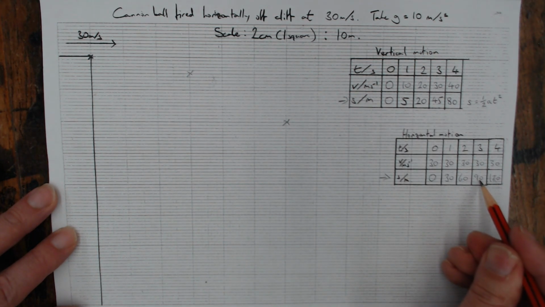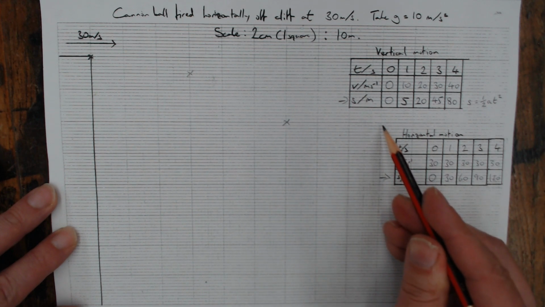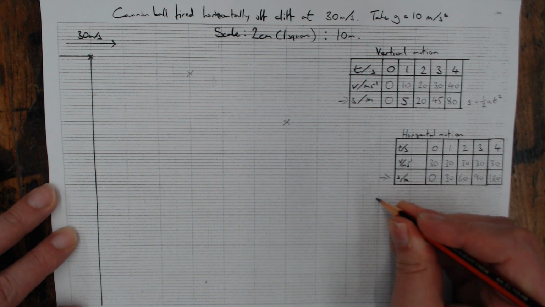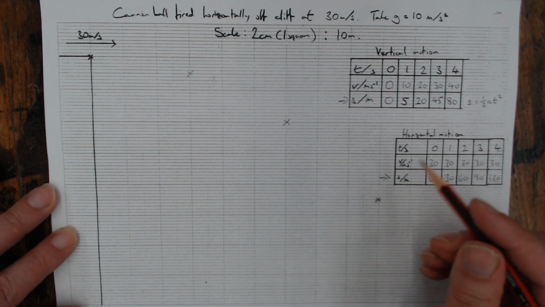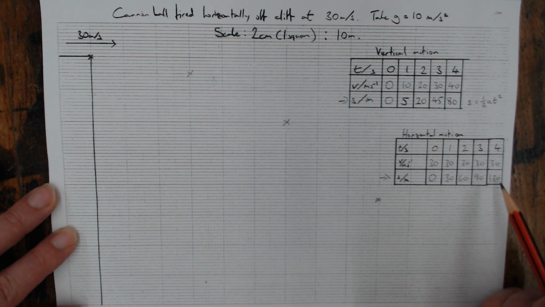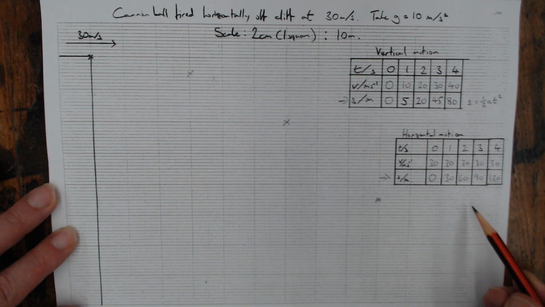3 seconds, 90 meters, 45 down. And you'll notice that I've cunningly scaled the paper so that everything should fit. And then after 4 seconds, 80 downwards and 120 across. 50, 60, 70, 80. Oh, look, it just fits. That's lucky, isn't it? There we go.